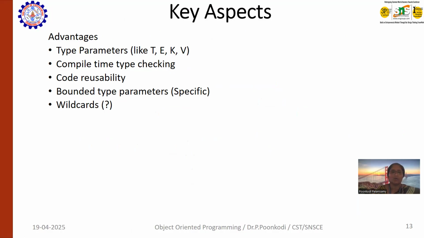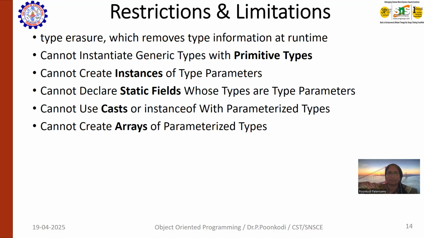The advantages: for the type parameter we can use any of T, E, K, V, and it is comfortable with type checking during compile time, gives code reusability, and it may also use the wildcard. Wildcard is nothing but for conversion purposes alone, for example uppercase to lowercase. For that purpose, we can use the wildcard along with the bounded type.